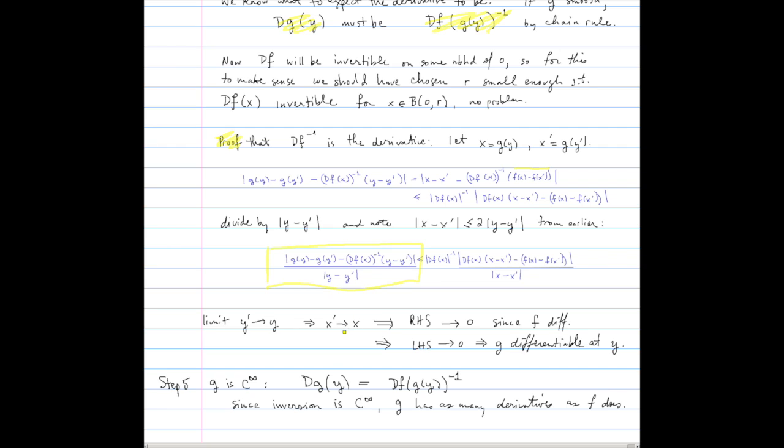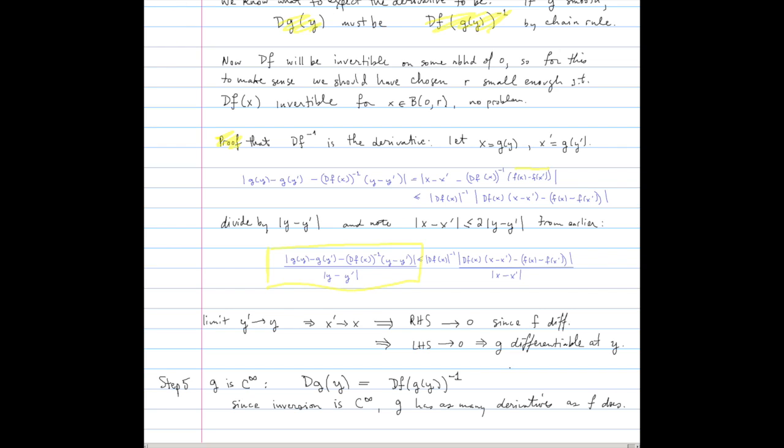Okay, and then there's a slightly tricky observation, which is that now that we have proven that it is differentiable, it's actually C infinity. Why is that? Well, we have an actual expression for the derivative of g at every point y, and that derivative matrix is given by the inverse of the derivative matrix of f. Now, the point is that if you have a matrix and invert it, we can express the inverse in terms of the original matrix by this kind of polynomial expression. It's like 1 over the determinant multiplied by the adjugate matrix, right?